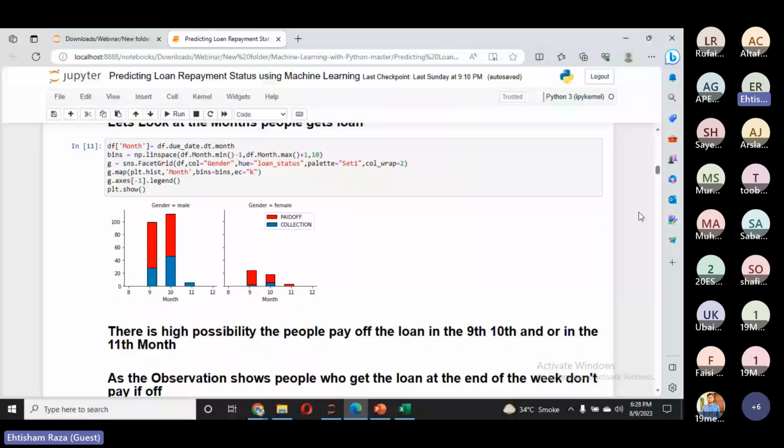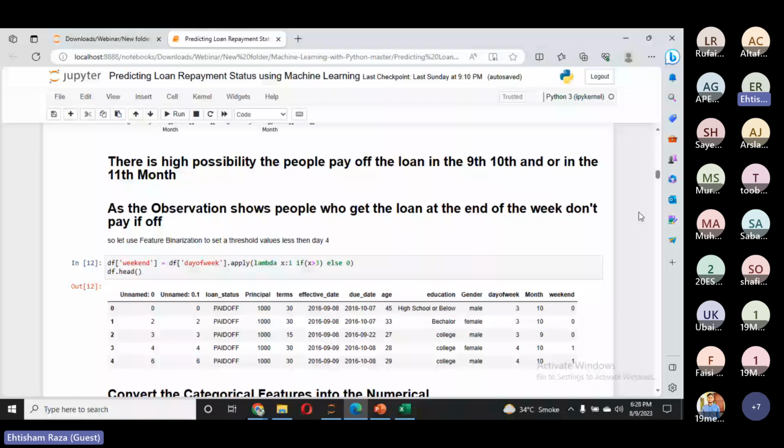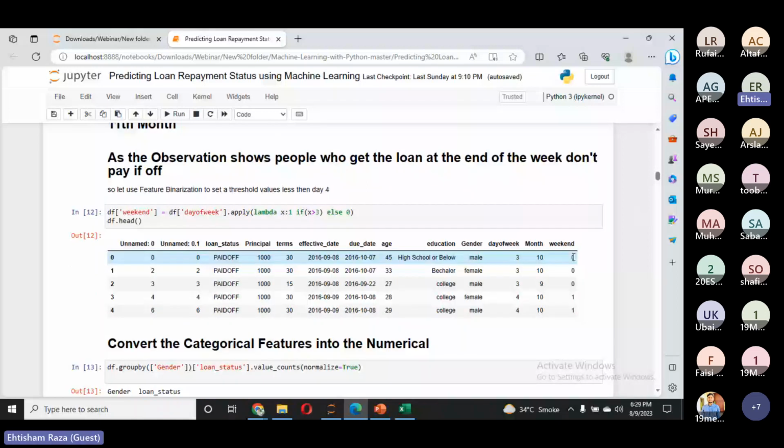As the observation shows, the people who get a loan at the end of the week don't pay it off. As we have observed at the top, those people who take the loan at the end of the week are not likely to pay back. So we are going to perform feature binarization. What is feature binarization? We are just going to create a new column, weekend. We check if our day of week is greater than 3, then we set it to 1, and otherwise 0. It means the weekend is going to start. So 1 means this loan was given on a weekend.